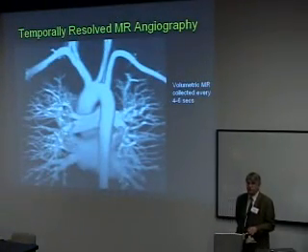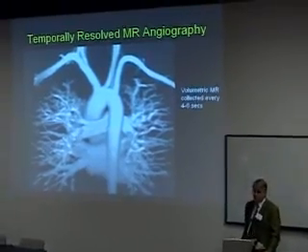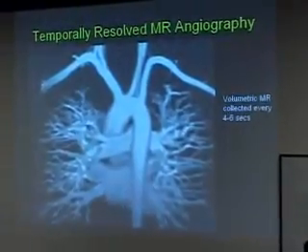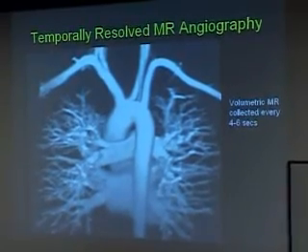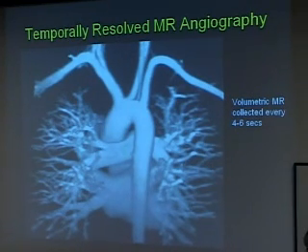Here, for example, just to illustrate the type of detail that can be obtained with a volumetric MR examination. This whole volume can be collected very rapidly, every 4 to 6 seconds, or even faster, and you can get an excellent depiction of the vascular system of the heart, pulmonary arteries, and veins.